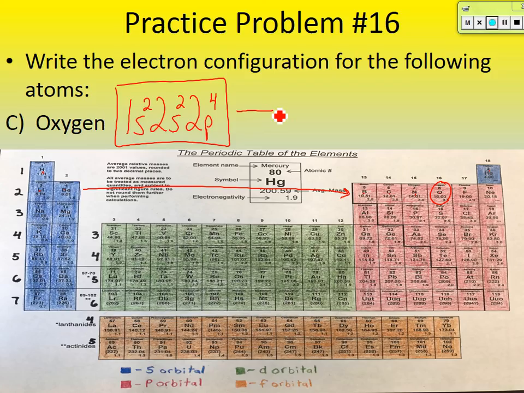Okay, so if you were asked to draw it, we've got a nucleus. The 1s has 2 electrons. The 2s has 2 electrons. And this time we've got 4 electrons in the p orbital. So we've got 1 orbital on the x-axis, 1 on the y. And each orbital holds 2 electrons. So there's our 4 electrons in the p orbitals.